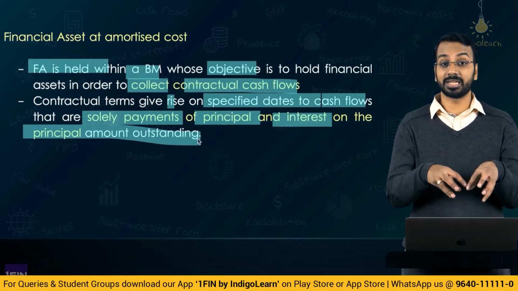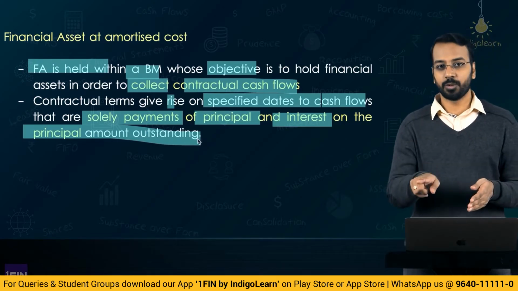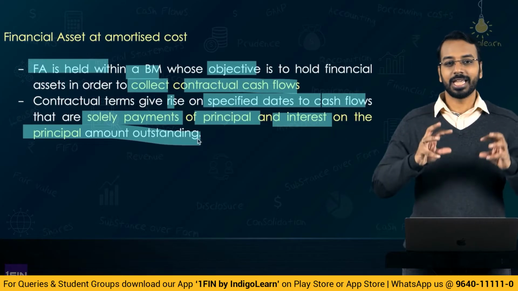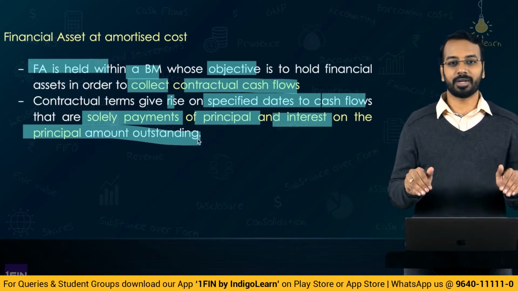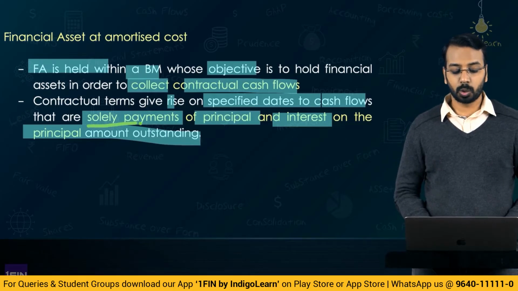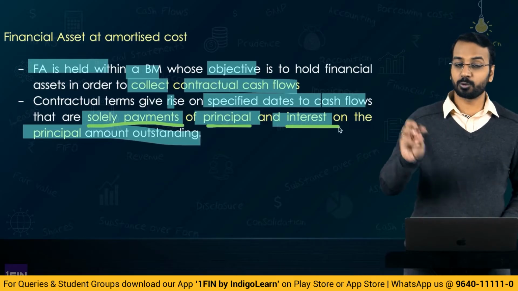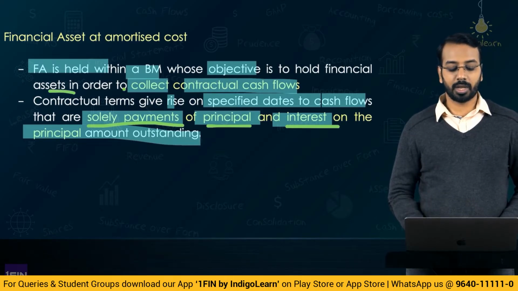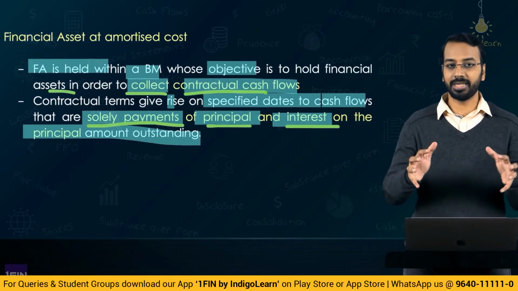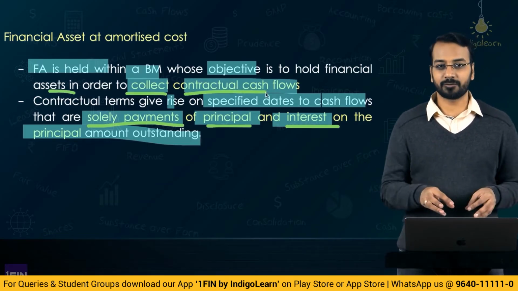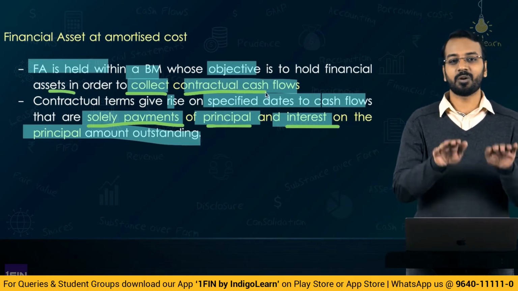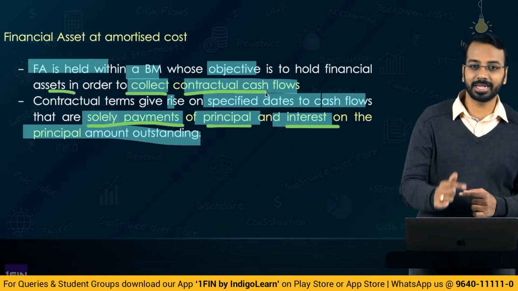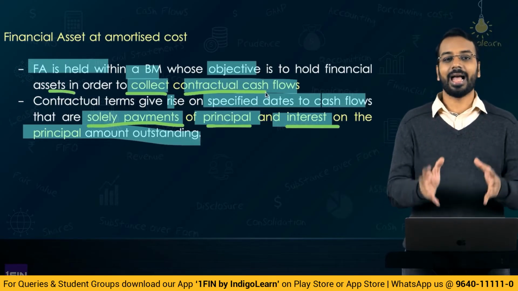So, the contractual terms tell us that on so and so dates you will receive cash flows, and those cash flows are what? They are solely payments of the principal amount and interest on principal outstanding. If there is any other payment involved, then this condition is not met. So, please remember, it has to meet this condition, which is solely payments of principal and interest. So, the cash flow should only represent payments of principal and interest. And what should be the objective? The objective should be to hold the assets in order to collect the contractual cash flows. So, to summarize, there is a business model. The objective is to collect contractual cash flows, and these contractual cash flows are payments of principal and interest only. They are solely the payments of principal and interest on principal outstanding. If these two conditions are met, then you will measure the financial asset at amortized cost.